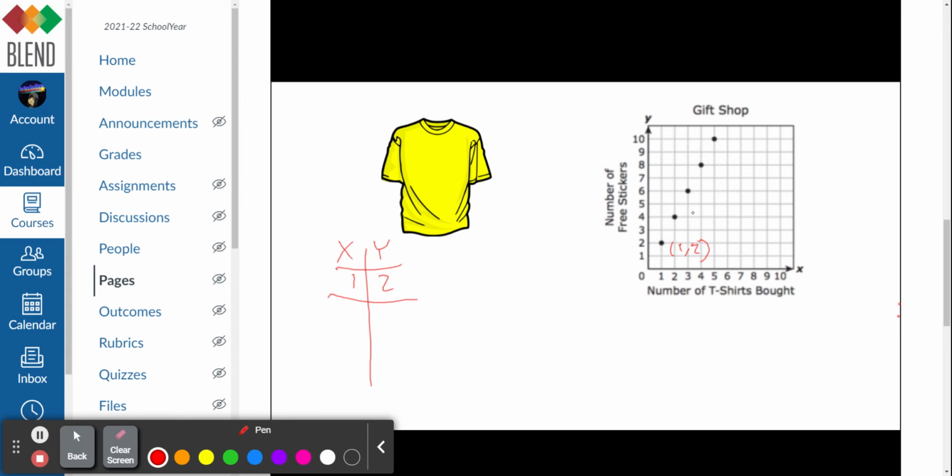Something just happened with my pen. No, maybe not. Yeah, maybe so. I guess I just ran out of batteries. That's fun. All right, so I'm going to use the mouse to continue this.